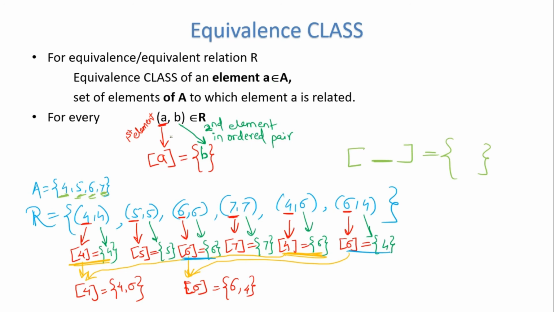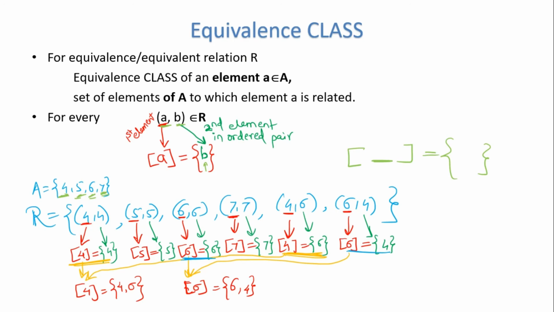And how do we measure this equivalence class? If you have an ordered pair A comma B in your relation, then the first element is always your equivalence class, and the element present in the second place is a member of that equivalence class, that is, one of the entries inside the set of your equivalence class. Now here is the example. Set A has elements 4, 5, 6, 7. Relation R has elements 4, 4, 5, 5, 6, 6, 7, 7, 4, 6 and 6, 4.